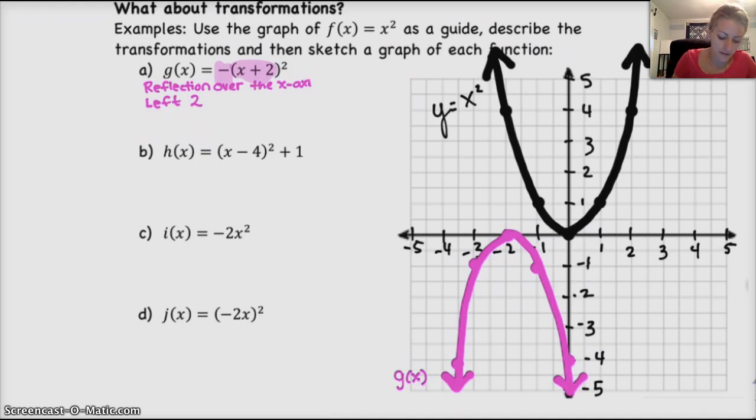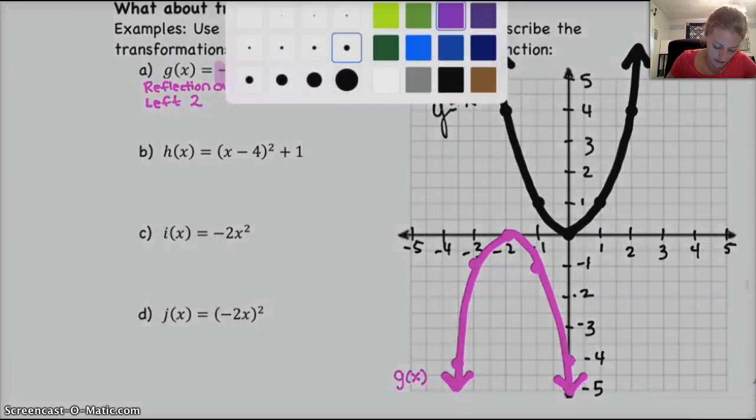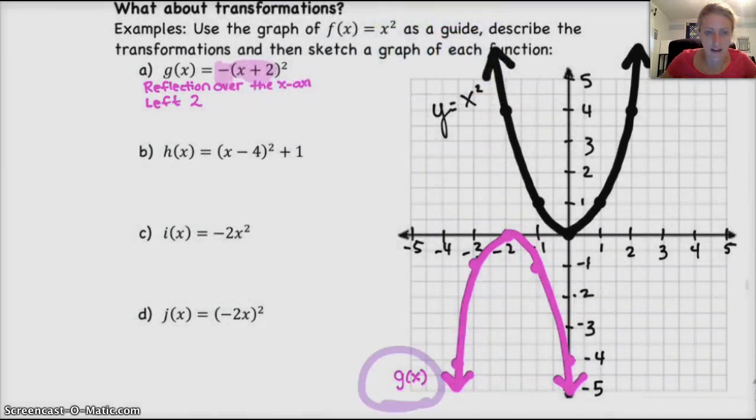Make sure you label it. So if you noticed down here, I labeled that function g of x, and I'm also color coding. You don't have to color code. I just find it's an easy way to organize stuff, but you do need to label. If you don't label, I won't know which function you're talking about, and then I could think that you're doing the wrong thing. So make sure you label.